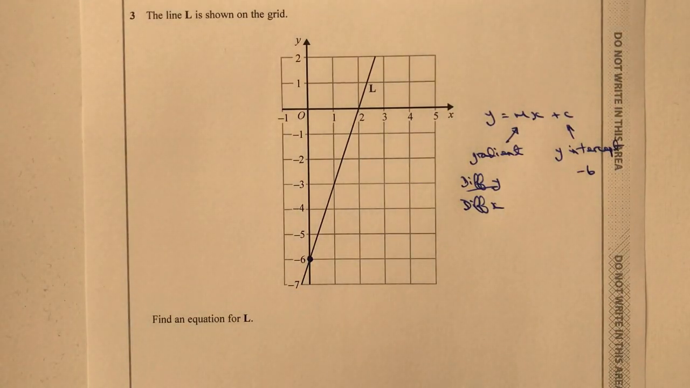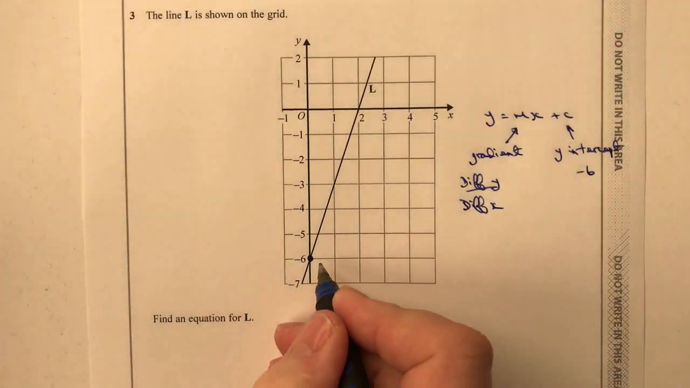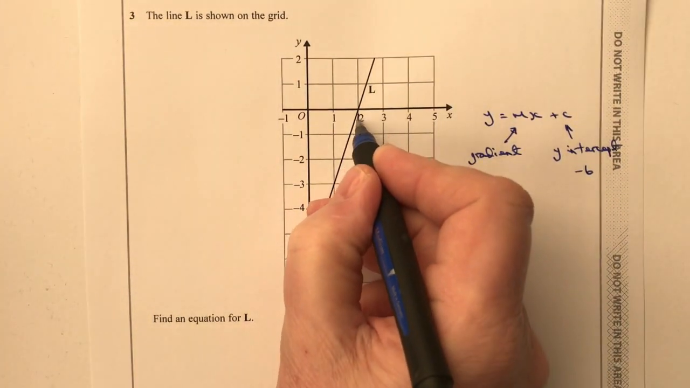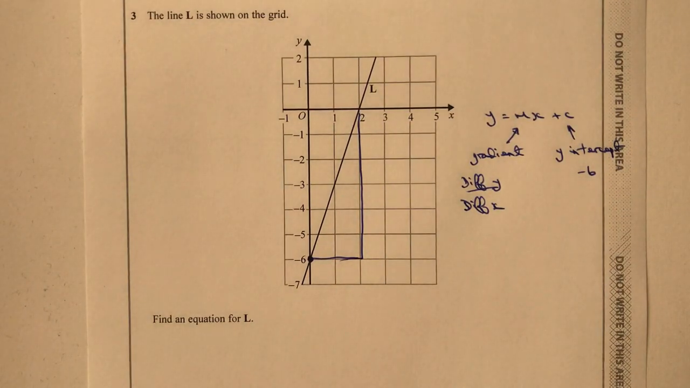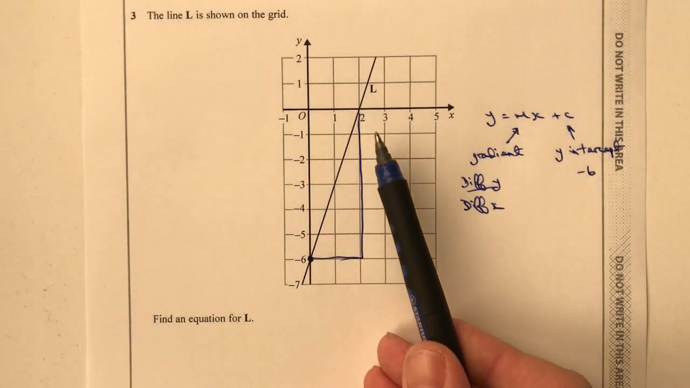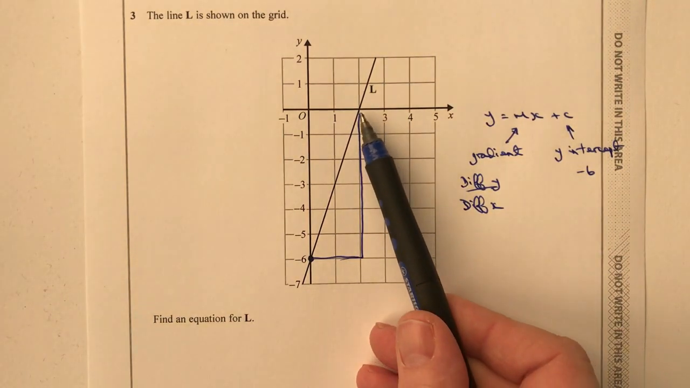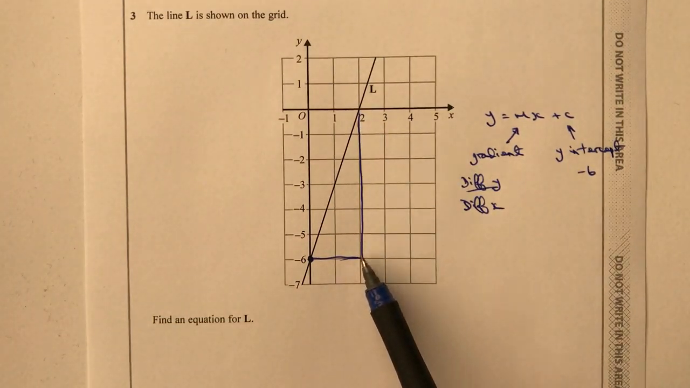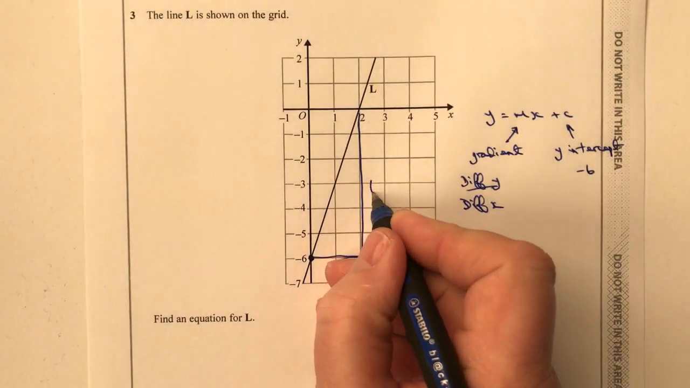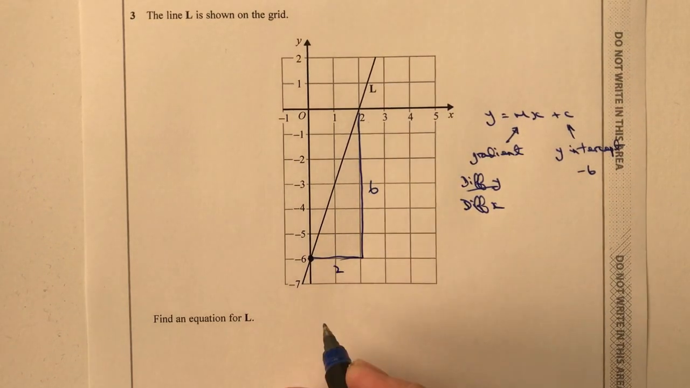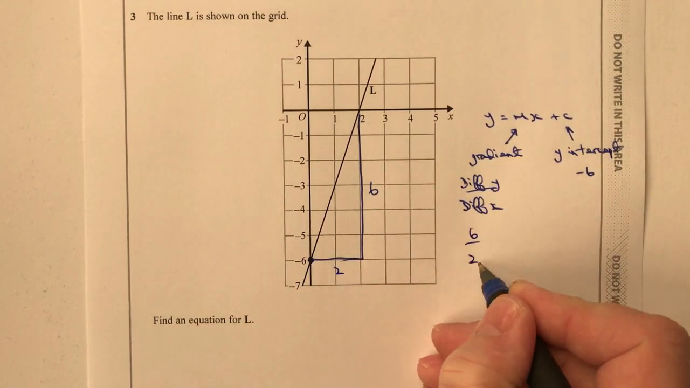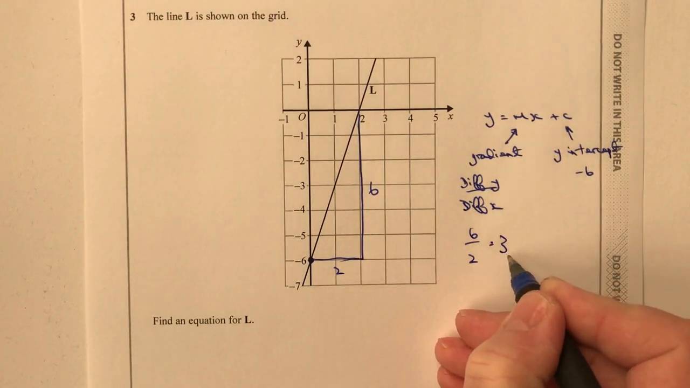Let's have a look back at the gradient. Probably the easiest way to do this is to draw a little triangle in here. It allows us then to just work out the difference in y divided by the difference in x. So the difference in y is going to be the number of jumps between this point and this point, which is 6, divided by the number of jumps between this point and this point, which is 2. So that's going to be 6 over 2, so the gradient is equal to 3.